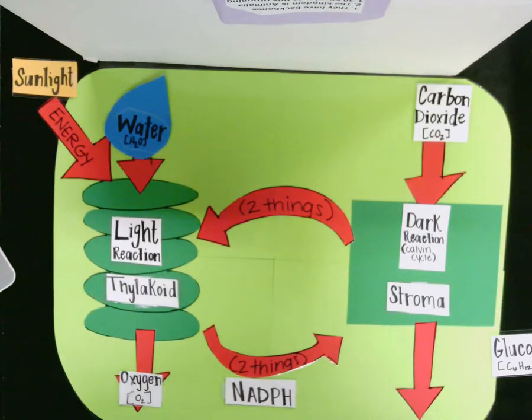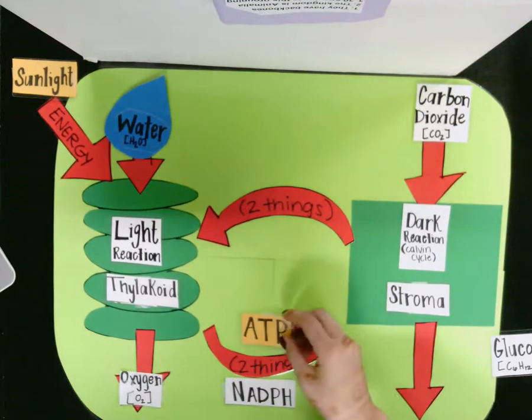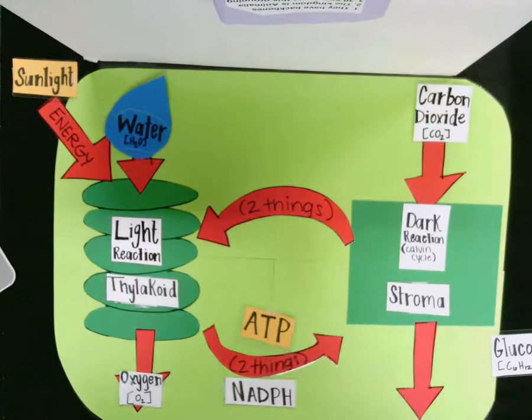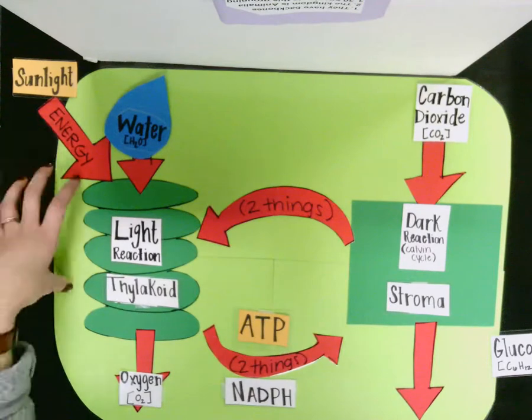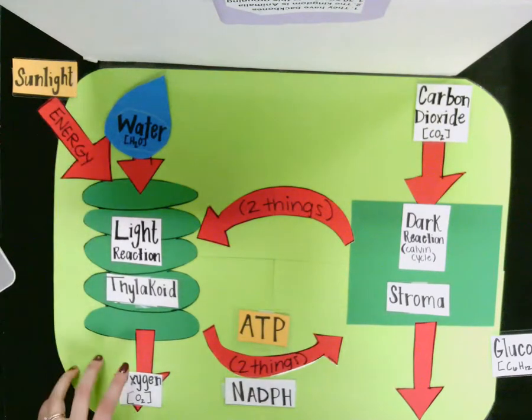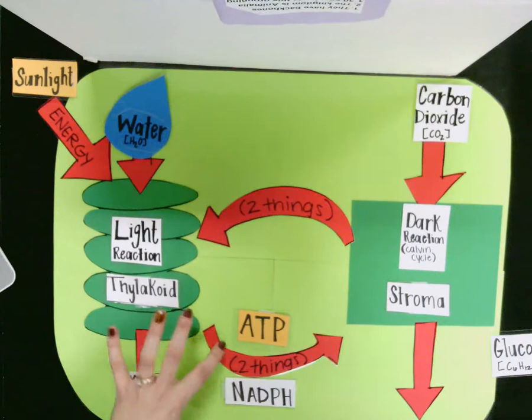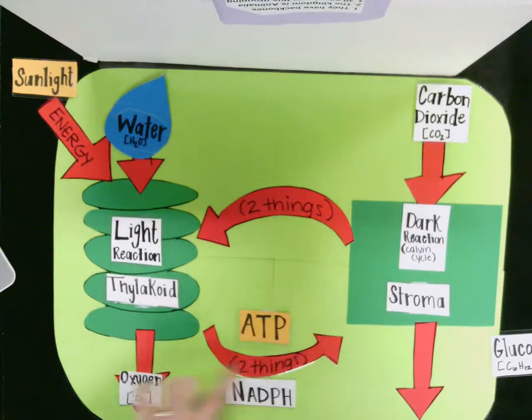Remember that sunlight also gives the plant energy in the form of ATP, but the light reaction doesn't really need it because it has sunlight as its energy source. So what happens is in the light reaction, we take in sunlight, we take in water, and we release oxygen. We also release ATP that we give to the stroma, or the dark reaction, and we release NADPH to give to the dark reaction, okay?